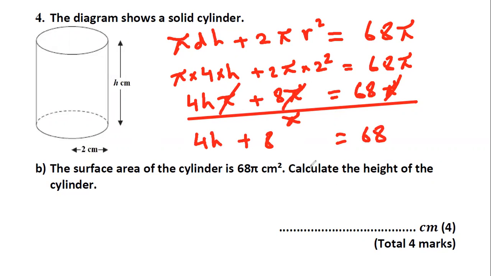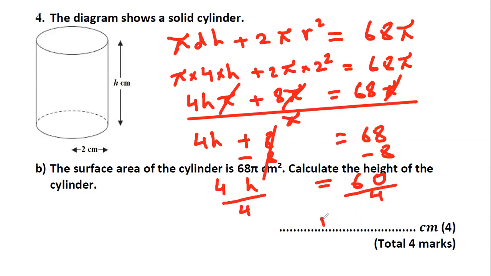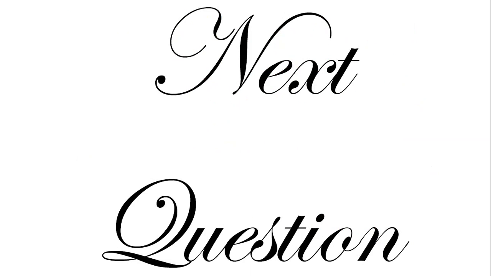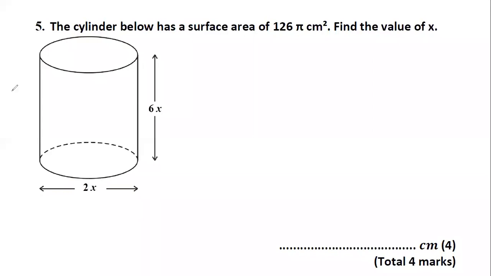If I take away 8 from both sides, we'll get 4h equals 60. And if I divide both sides by 4 now, I'll get h equals 15 centimeters. Let's move to the next question.